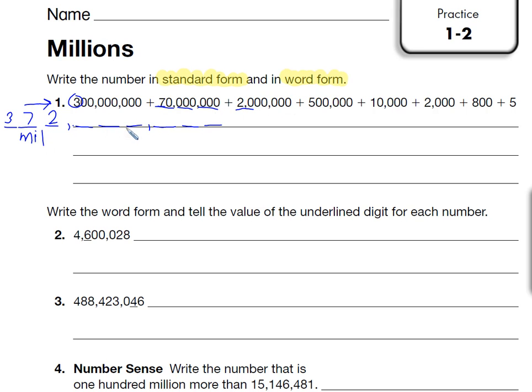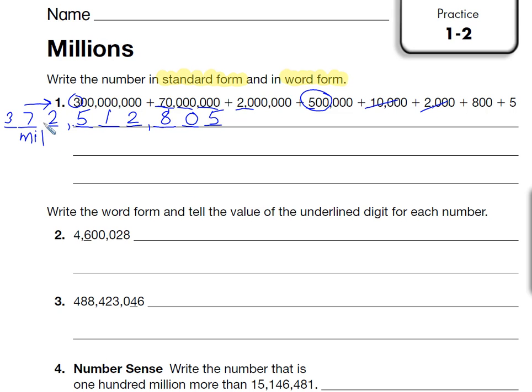Now we're into the thousands. This is 500, but it's in the thousands period. So we're going to put it over here in the hundreds place. Okay, 10,000, that's going to go right here. Okay, and then 2,000. So again, that's still in the thousands period. We put it here, 2. And now we just have 800 and 5. This is the easy part. The 800, we'll put the 8 here in the hundreds place. And the 5 goes in the ones place. Remember, we do have to put this placeholder here, otherwise we get the wrong answer.